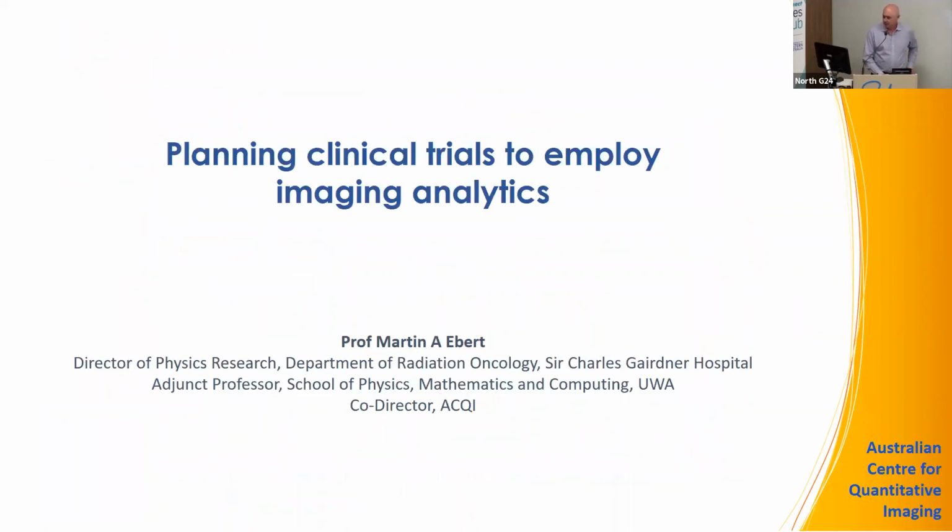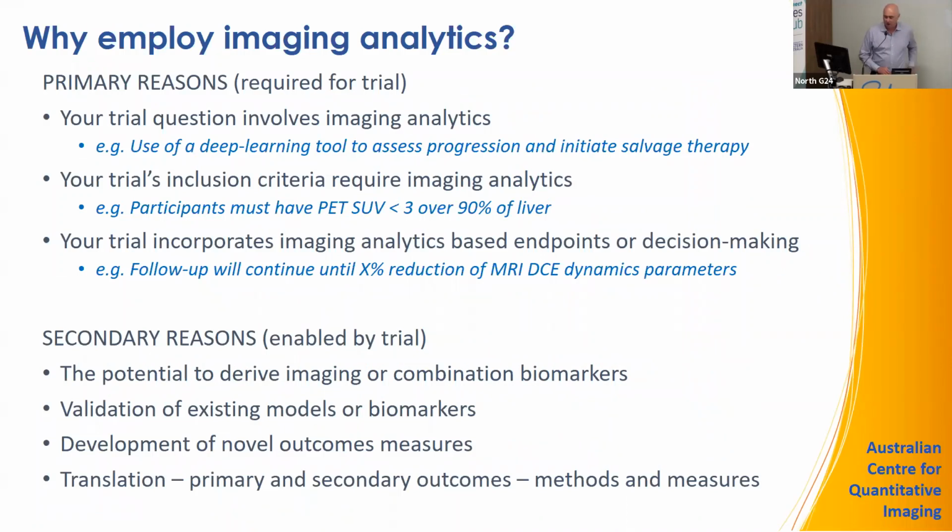Okay, so I'll start off by talking about how we collect the data, and why we might collect the data. And I guess there's two possibilities. One, it might be the primary objective of your study, and the other one, it might be a secondary analysis concept. So we might be using imaging as a way of looking at outcomes in our population. We might be using it to stratify our patients, or the actual trial itself may be focused on some aspect of imaging analytics, such as a deep learning tool, for example, to assess progression, and then that becomes the thing we're actually testing in the trial.